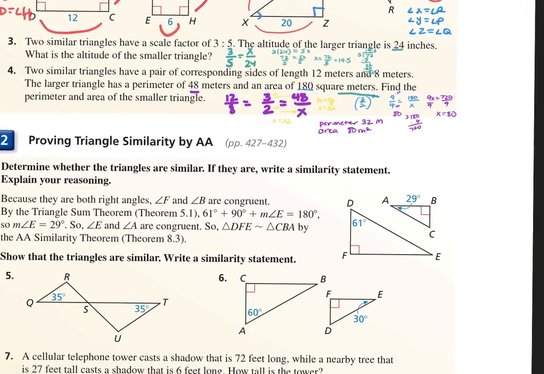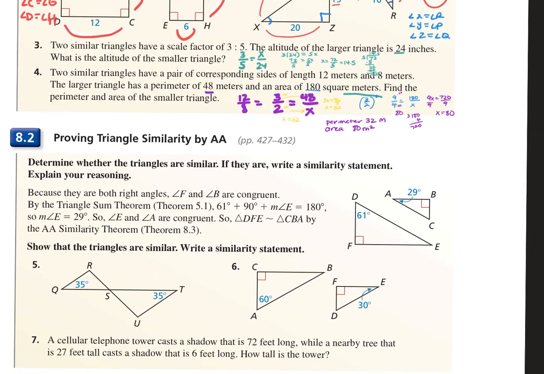Okay, then it goes to 8.2, which again will get looped into 8.3, which is those angle, side, angle, side, and side, side similarities. So just make sure that you realize that by the time we get to the test, they're all going to be grouped together. In this review, it's just angle at this point.